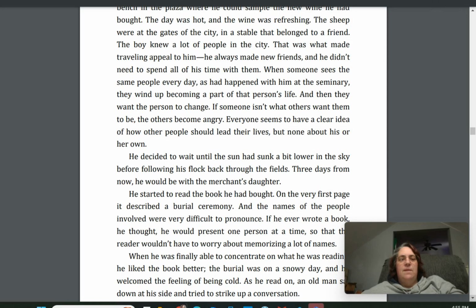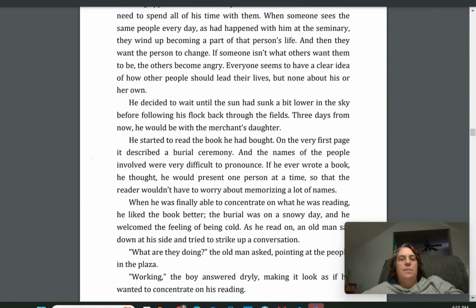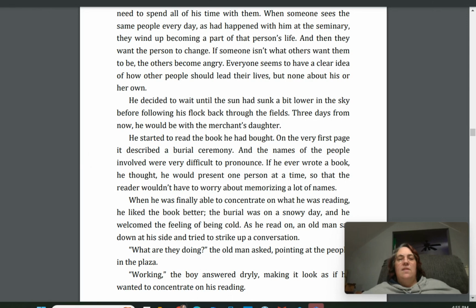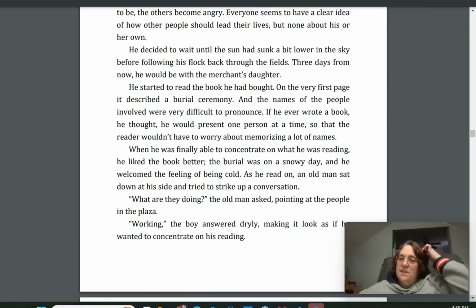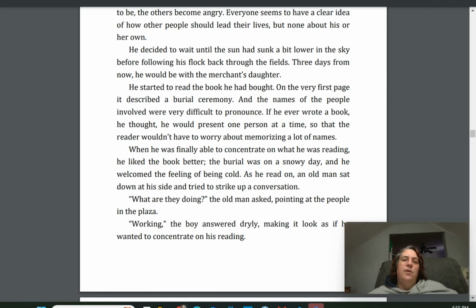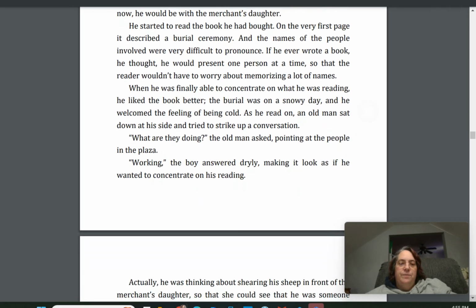When someone sees the same people every day, as had happened with him in the seminary, they wind up becoming a part of that person's life, and then they want the person to change. If someone isn't what others want them to be, the others become angry. Everyone seems to have a clear idea of how other people should lead their lives, but none about his or her own. He decided to wait until the sun had sunk a bit lower in the sky before following his flock back through the fields. Three days from now, he would be with the merchant's daughter.